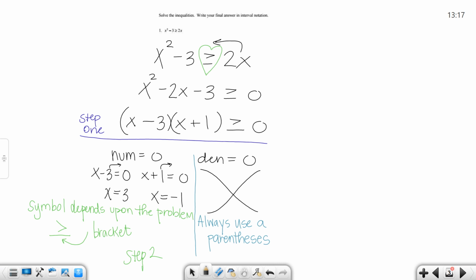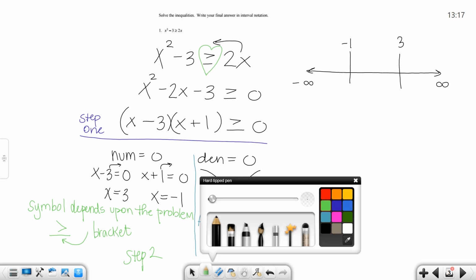Step 3 says put these numbers on the number line, dividing the number line into intervals, and name the intervals. Okay, so this is a number line that goes from negative infinity to infinity. I need to put the numbers -1 and 3 on the number line. They do not have to be perfectly placed, but they do have to be in order. Of course, -1 comes before 3 on a number line.